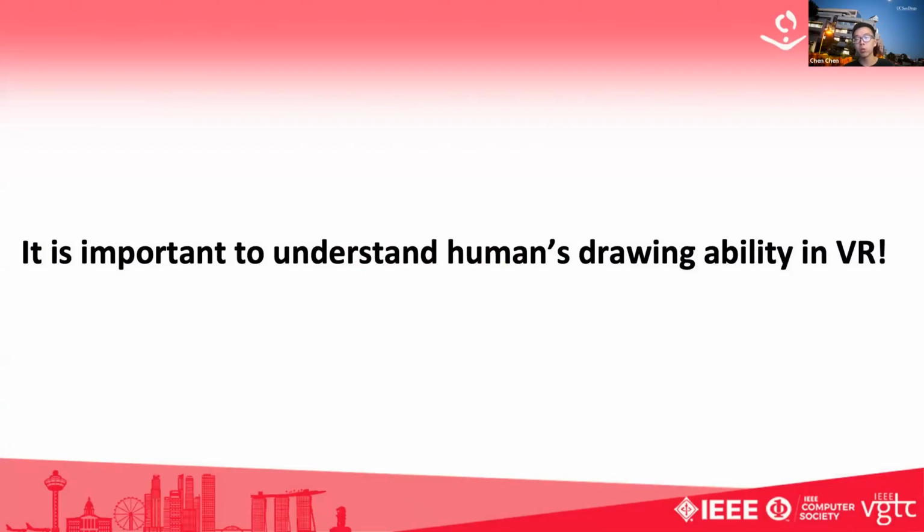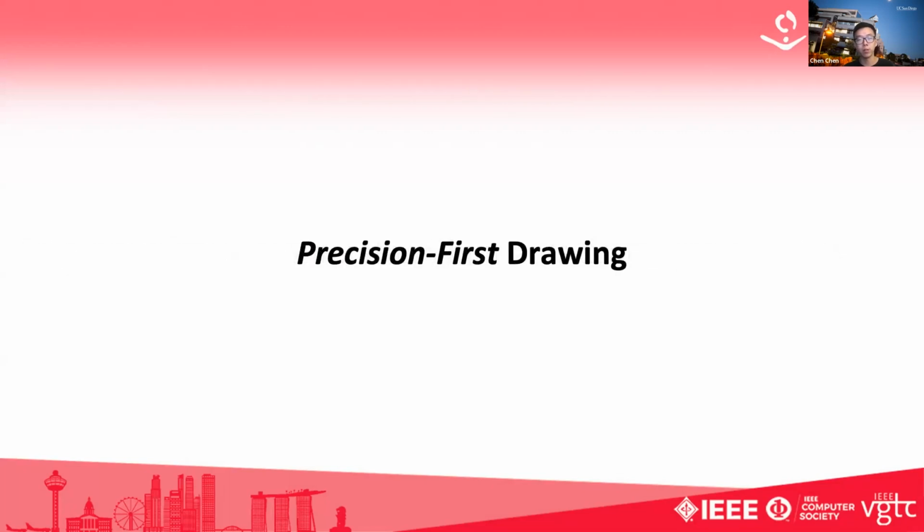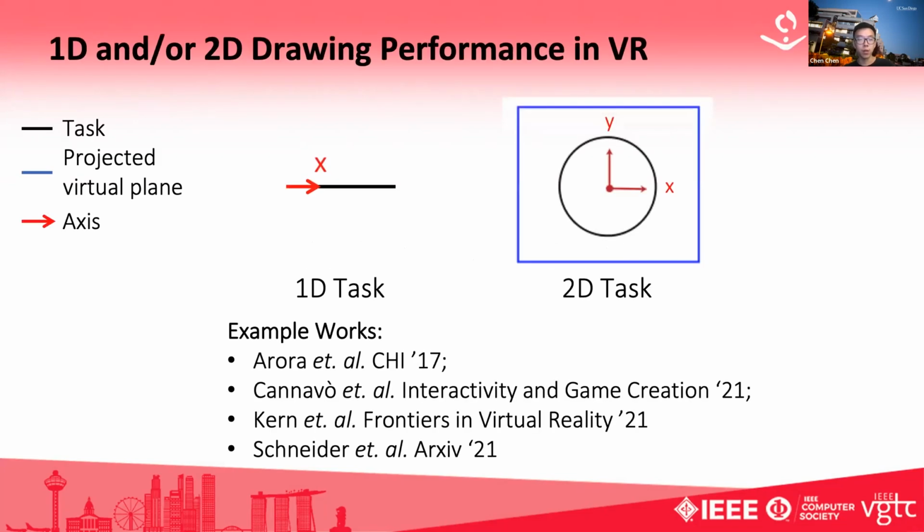Therefore, it is important to understand humans' drawing ability in virtual reality. To address this, much prior research has focused on evaluating the performance of what we call precision-first 3D drawing, which refers to a drawing process where precision is prioritized over speed. For example, existing work has focused on evaluating the drawing performance of 1D, such as a line, and 2D, such as a planar circle, in virtual reality.